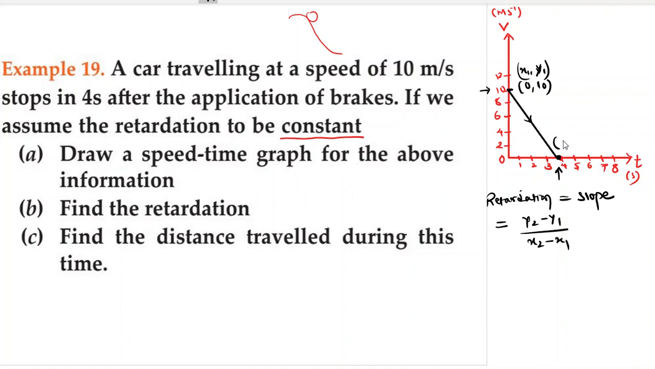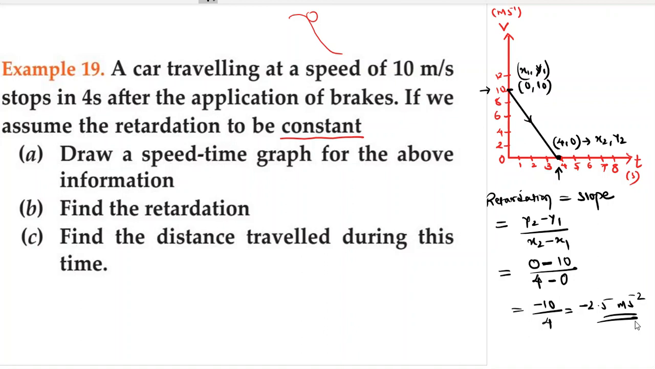And what are the coordinates? Coordinates are 4, 0. This is x2, y2. Remember that I am writing for you. y2 minus y1. What is y2? 0. What is y1? 10. So 0 minus 10 upon x2 minus x1. x2 is 4 minus x1 is 0. So minus 10 upon 4, which is minus 2.5 meters per second square. Minus 2.5 meters per second square is the retardation, that is the slope.